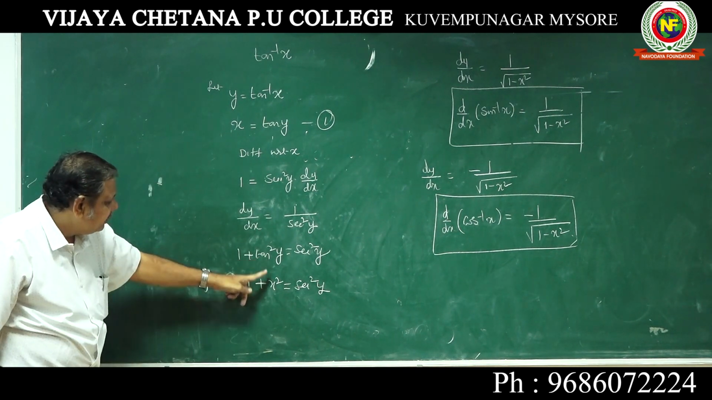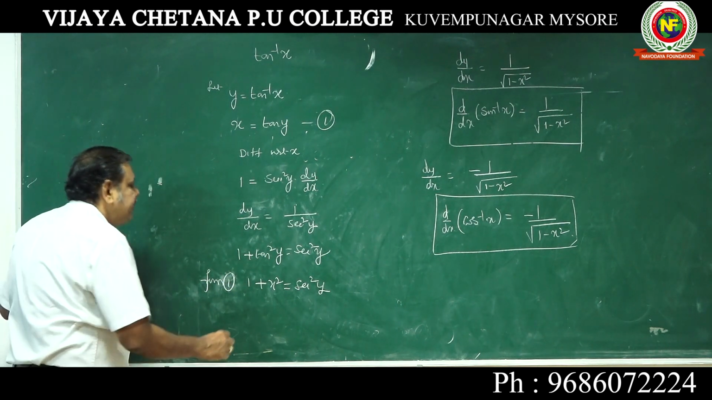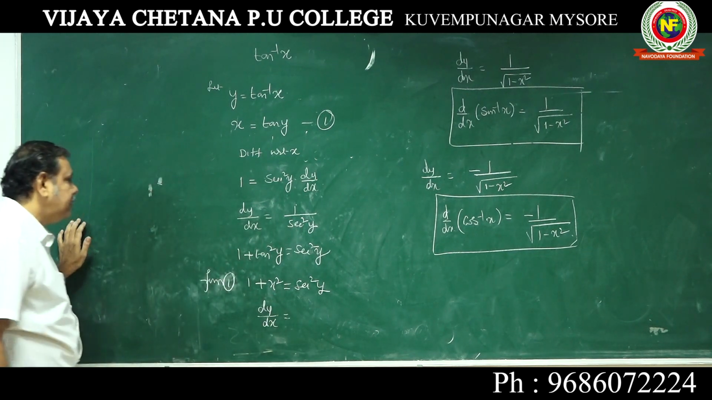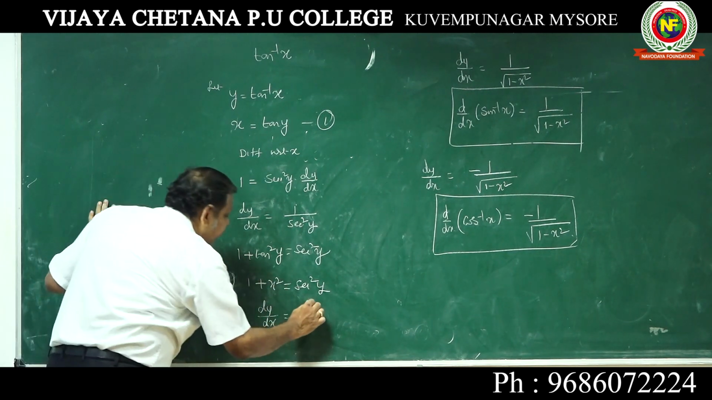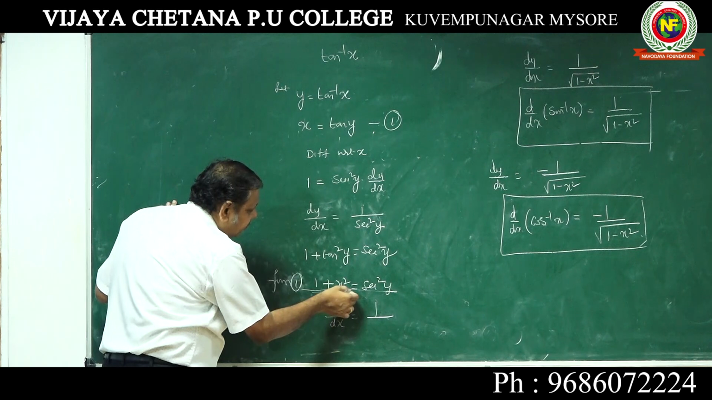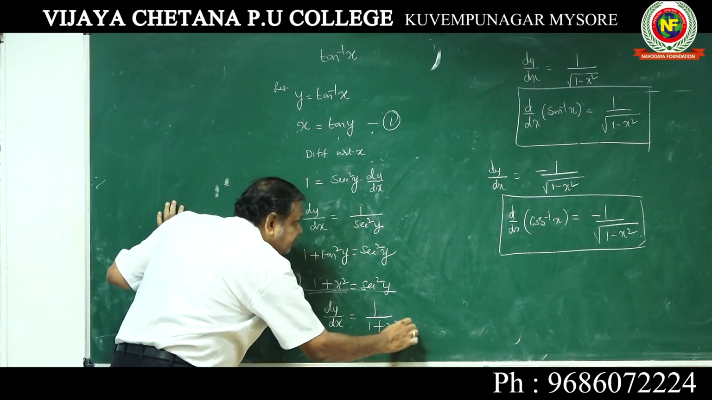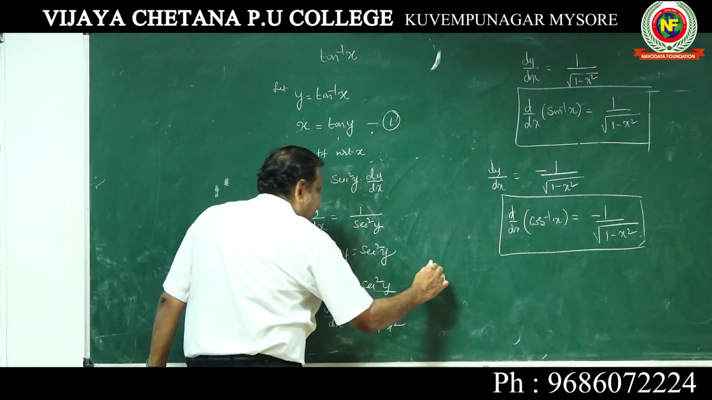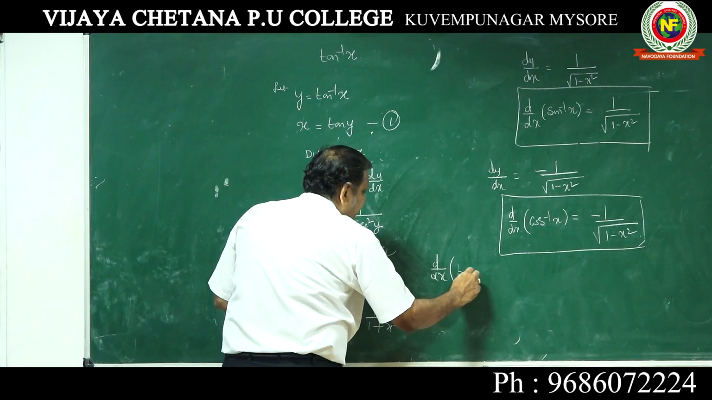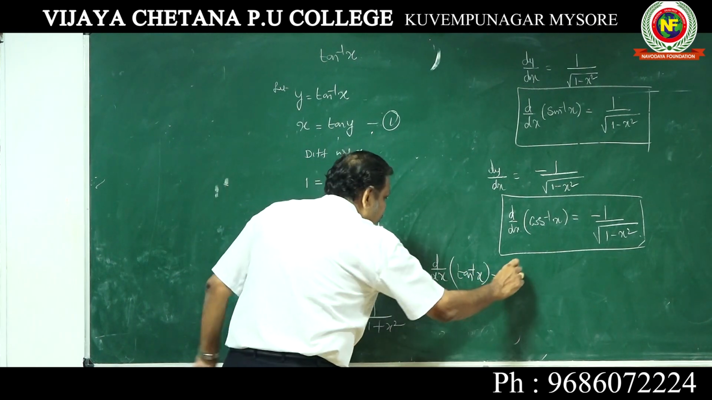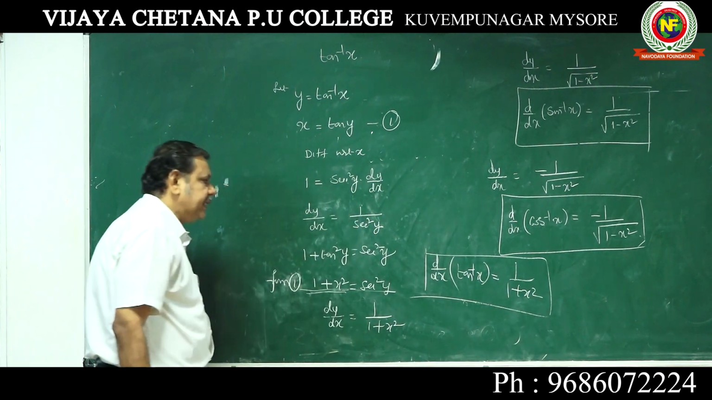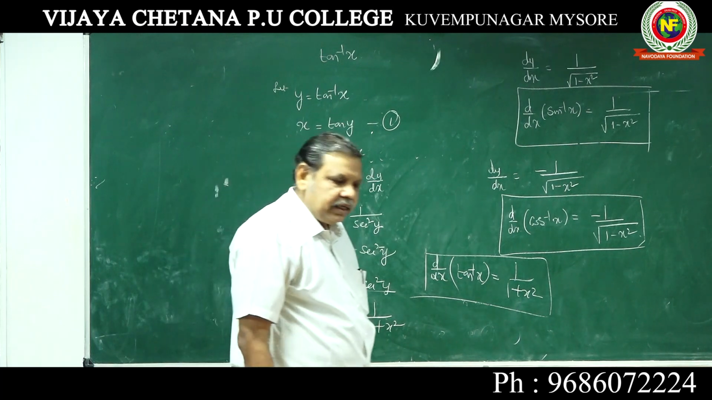Because x is tan y, so you are putting 1 plus x square. Now it is dy by dx. Now dy by dx is equal to 1 over secant square y. Instead, you should write 1 plus x square, because secant square y is nothing but 1 plus x square. So 1 over 1 plus x square. Or d by dx of y, which is tan inverse x. d by dx of tan inverse x is 1 over 1 plus x square.